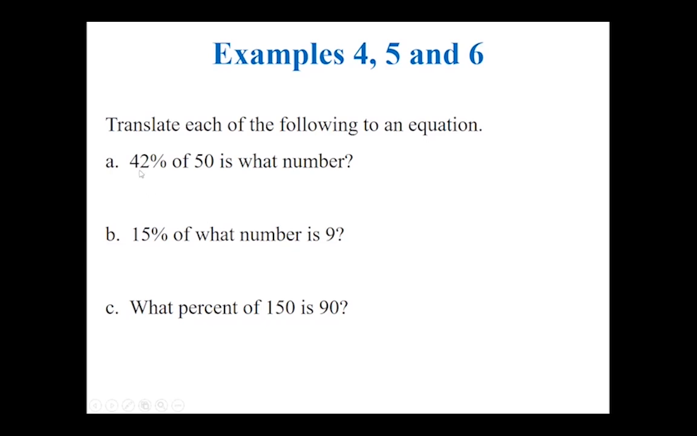In A, 42% of 50 is what number? 42% times 50 equals n. Of is multiply, is equal. What number is n, or x, or any variable you want, actually, because you're building this equation. And it doesn't specify in the directions what variable to use, which means it's up to you. But if it had said use n to represent the number, then you would have to use n. If it said use x to represent the number, you would have to use x.